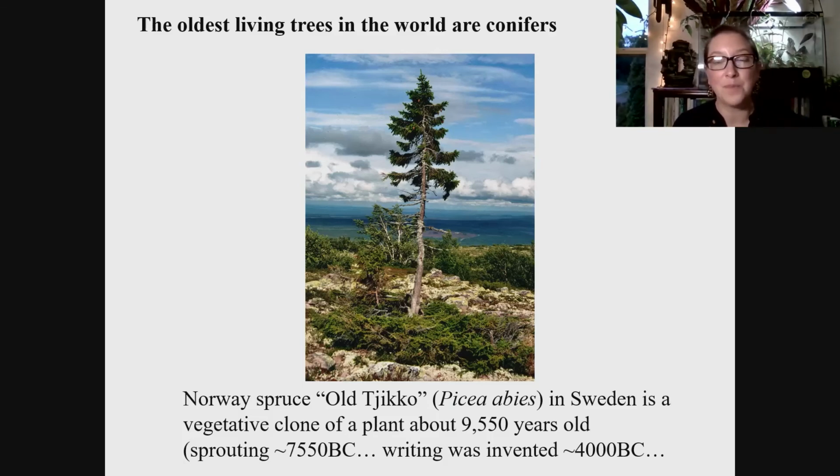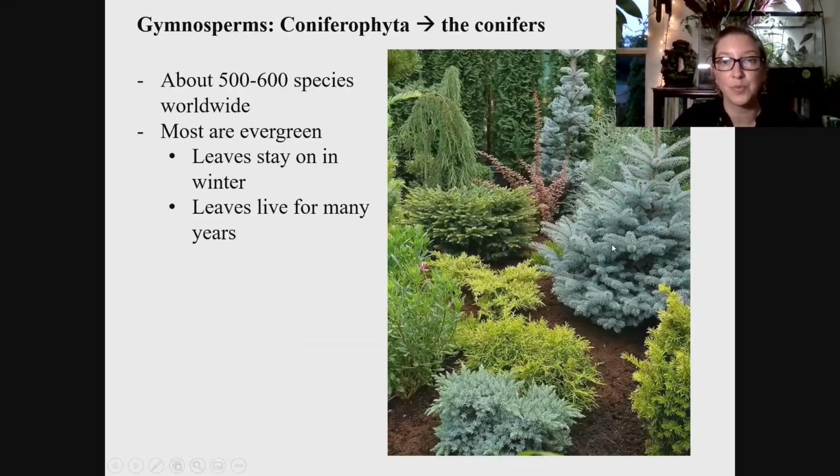So that means that the lineage of vegetative clones that would have made this plant would have sprouted in 7550 BC. And just to give you a perspective of how long ago that is, human writing was not invented until around 4000 BC. So impressive. All right, but back to conifers.